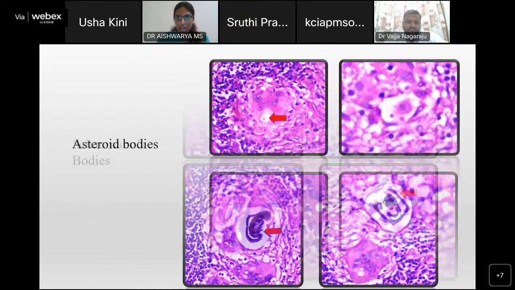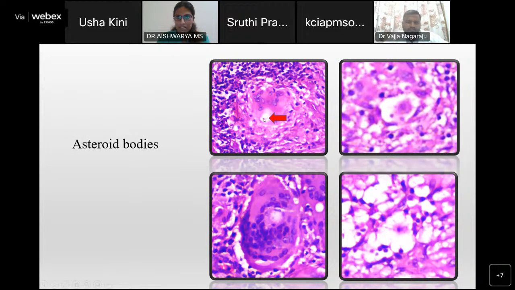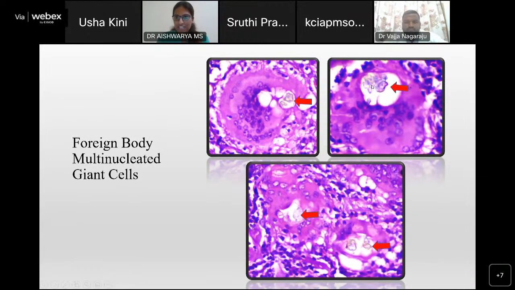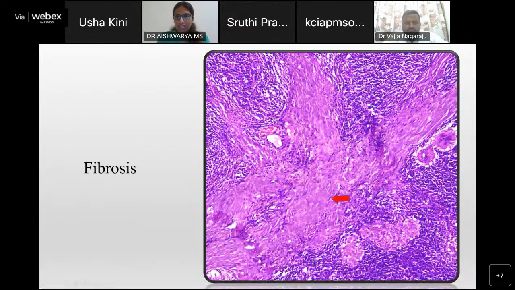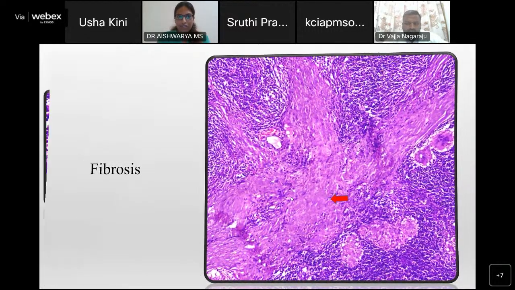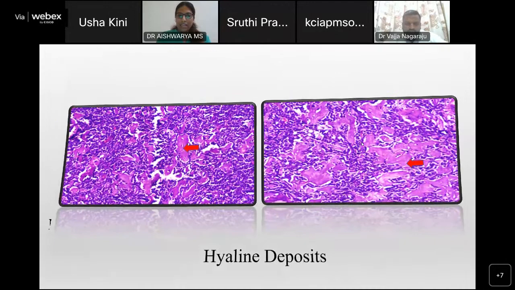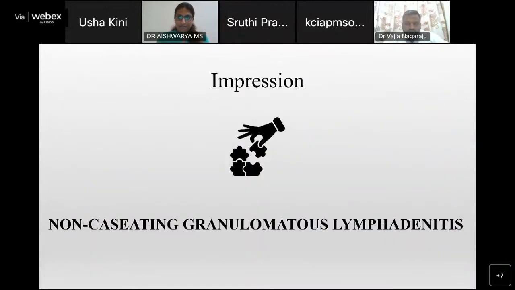Some of them also have eosinophilic stellate-shaped inclusions within the cytoplasm. Some are not that distinctly formed, so I was not sure if these are asteroid bodies, but this looks like a definite asteroid body. Some also have refractile, jelly-like material, so these could be foreign body multinucleated giant cells. There are also areas of fibrosis and hyalinization within the lymph nodes. So my impression is non-caseating granulomatous lymphadenitis.